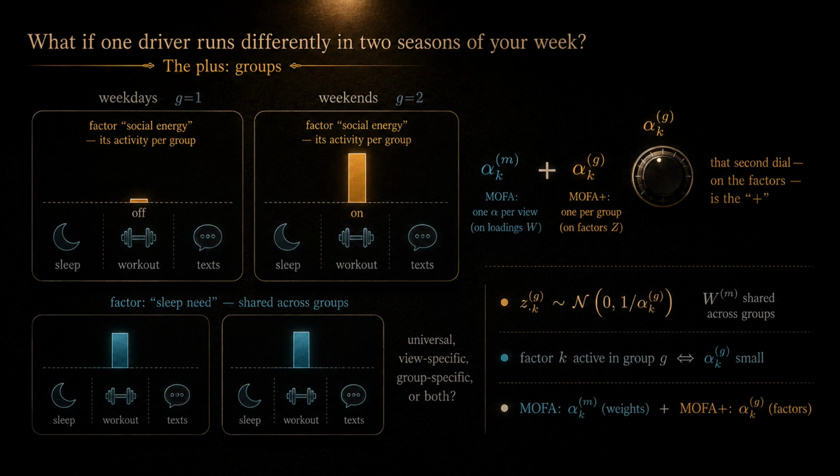Now compare it with a state like your baseline need for sleep. That one is active in both groups equally, shared straight across. So the model can finally answer the real question about any driver of your week. Is it universal? Is it specific to one log? Is it specific to one group, or some combination? Structure, sorted along every axis at once.